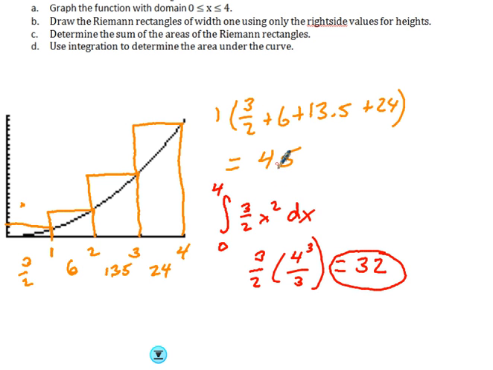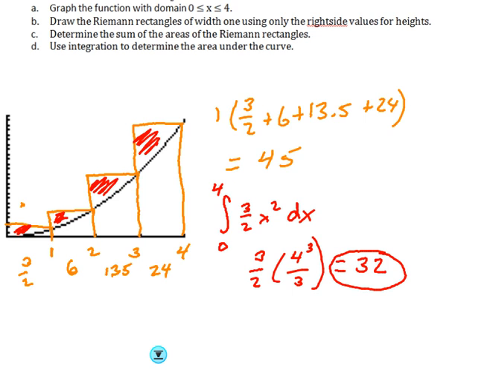45 was our estimate. It's a little bit larger, and you can see that we have these extra sections right here, which we really don't need, which are just excess that we got rid of when we found the integral. So that's number 11, and that ends our problems with the calculator. So now we're going to go to the non-calculator part.